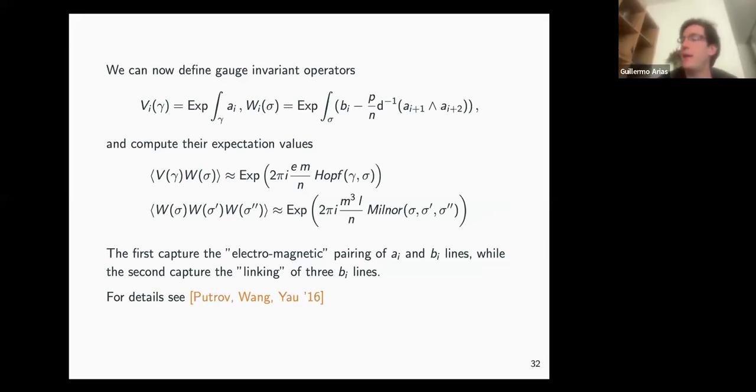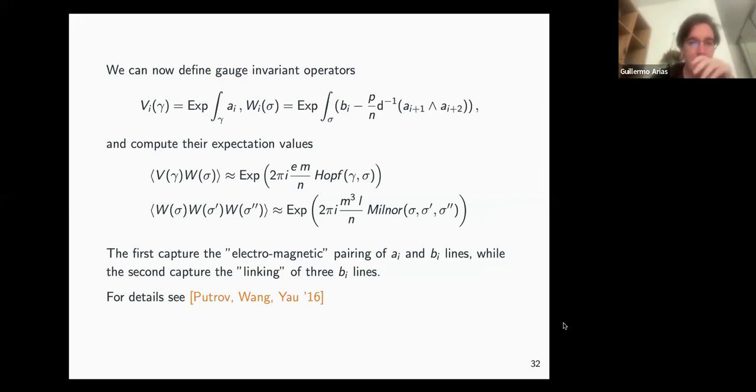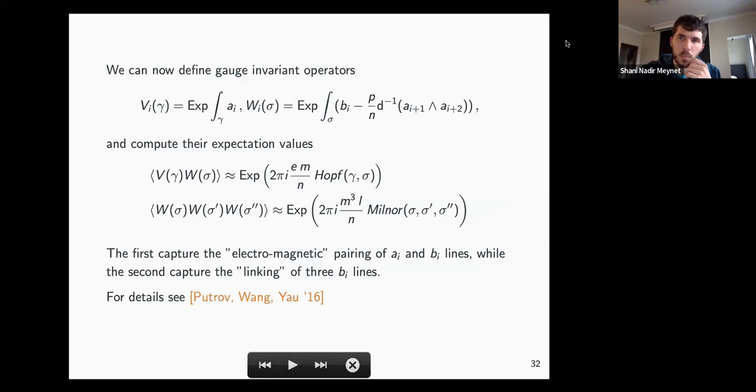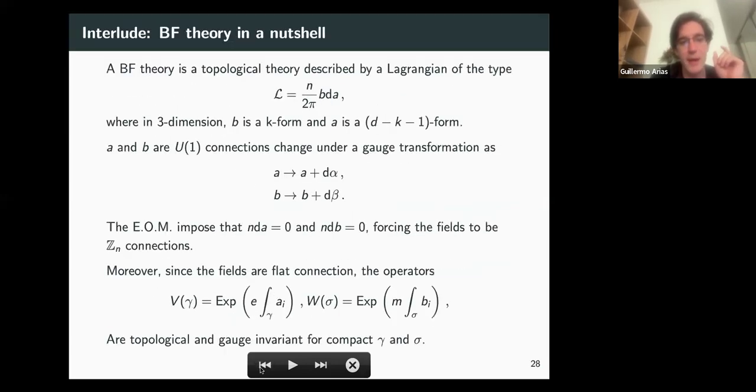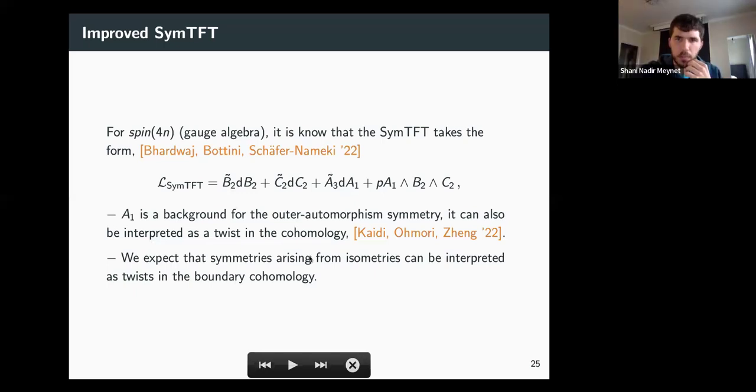Okay, thank you. I also had another question, which I guess is related to this last part of the story, the interaction in terms of the BF theory. So when you mentioned the construction of the Kaidi-Ohmori-Zheng SymTFT with twisted cocycles, I remember that had a problem with gauge invariance, because I think that there is a way to connect. This is precisely sort of.